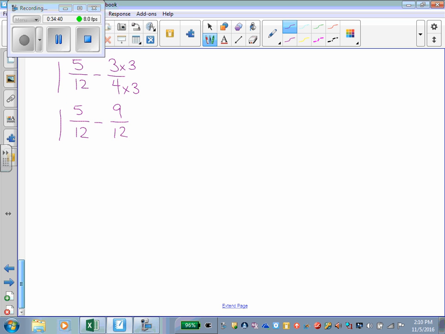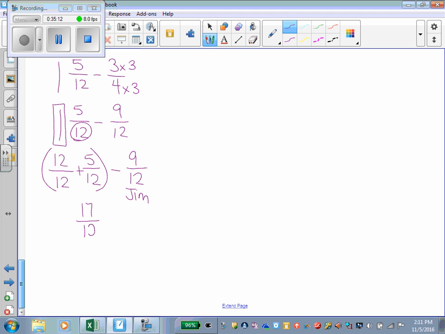Well, I can't take 9 from 5, so I need to make this whole number a fraction using the same denominator that we already have. So our whole number becomes 12/12 plus the 5/12 that we already have, minus our 9/12 that Jim sold. So this is still Jim's amount. 12/12 plus 5/12 is 17/12 minus 9/12 gives us 8/12.